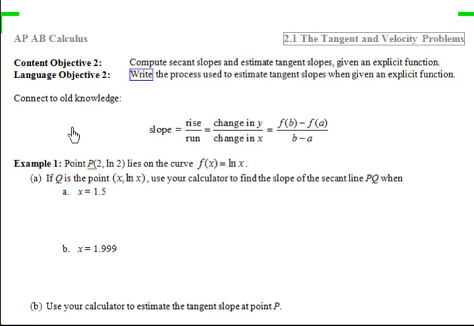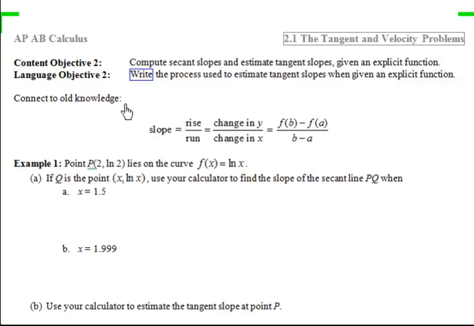Content objective 2, or computing secant slopes and then estimating tangent slopes when we are given an explicit function. So what we want to do is write down the process that we'll use to estimate tangent slopes when we're given an explicit function, because in the world of calculus you'll have 4 different types of problems. You'll be given things analytically, which is like a function, algebraically.